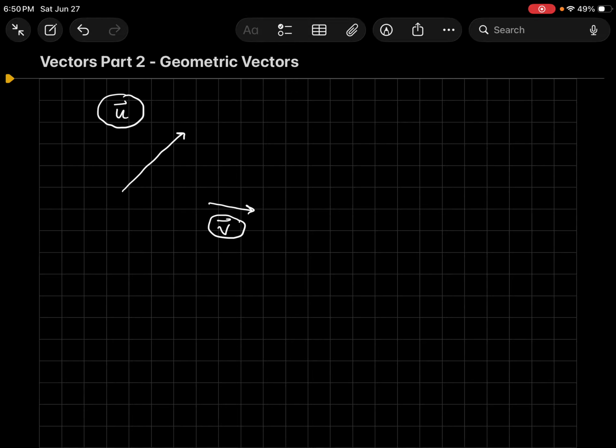Now, u is pushing roughly, let's say, sort of northeast, and v is pushing kind of a little bit south of east. What happens if these two people ganged up together on the box and pushed at the same time? In which direction do you think the box would go?